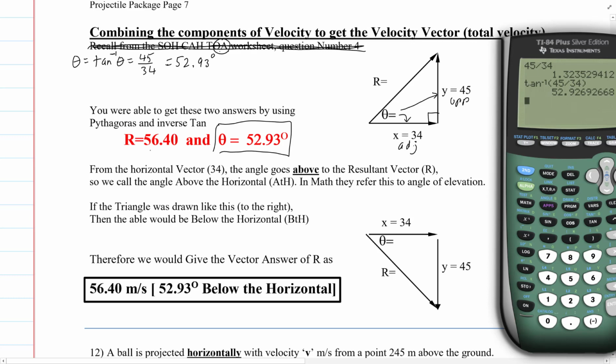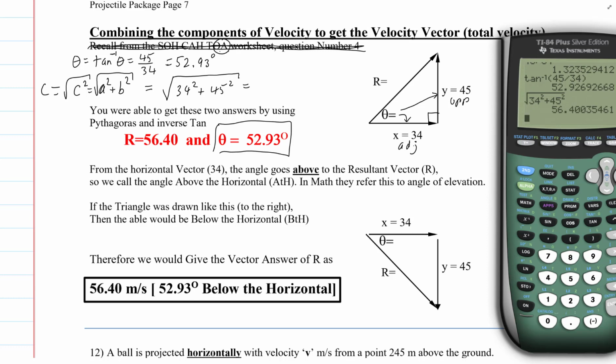Now, how do you get the hypotenuse? This is Math 8, Pythagoras: C squared equals A squared plus B squared. We want to take the square root of both sides, and that'll give us just C, the hypotenuse. So we take the square root of 34 squared plus 45 squared. In one step, that's the square root of 34 squared plus 45 squared, and that gives us 56.40. Yay, we can do that.